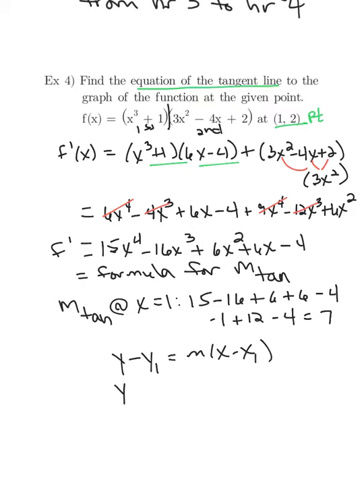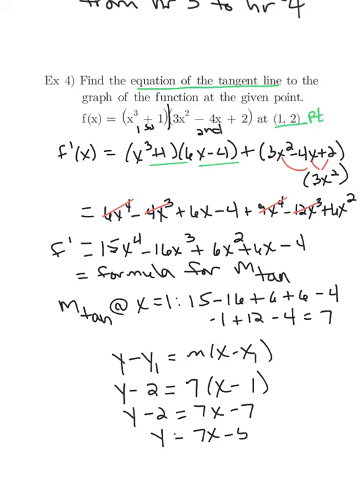Y stays as the variable, minus the y of your point, which is 2, equals our slope, which was 7, x is the variable, minus the x of the point, which is 1. Y minus 2 equals 7x minus 7. Add your 2, you get y equals 7x minus 5. And that is your equation of the tangent line.